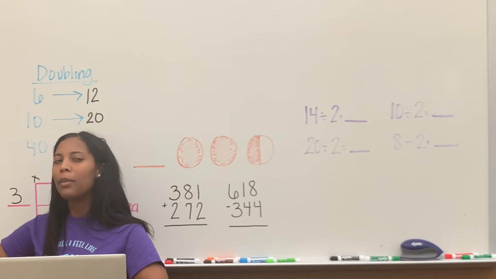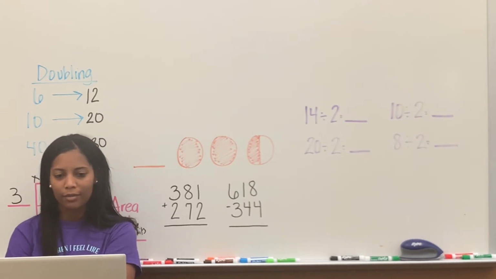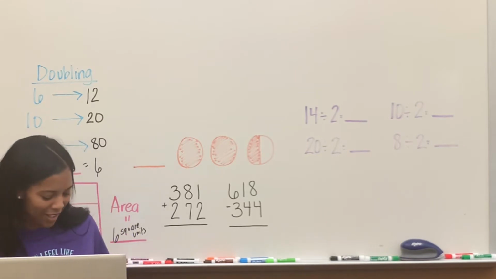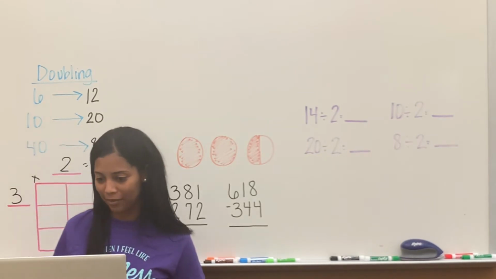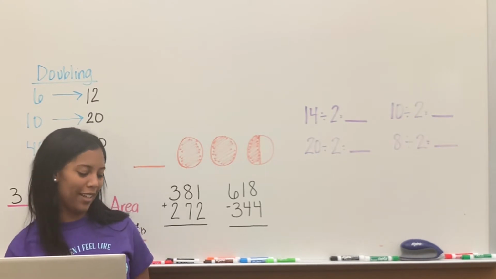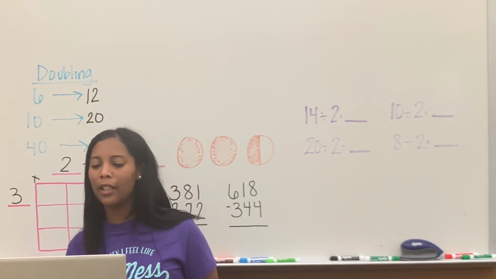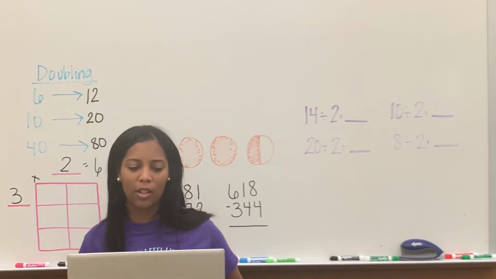400. What about 300? 600. What about, oh, this is a good one. What about 500? 1,000. Yeah, okay. So you'll see that in your book, doubling a number, and it'll ask you to double. Usually it's only even numbers.